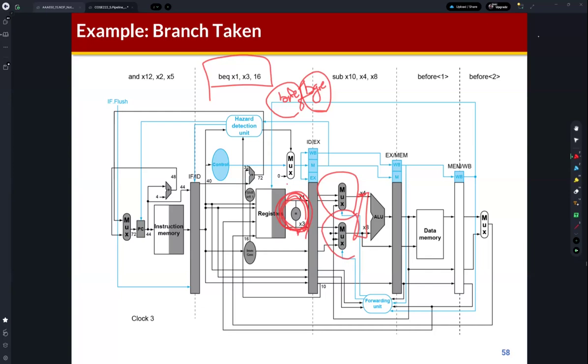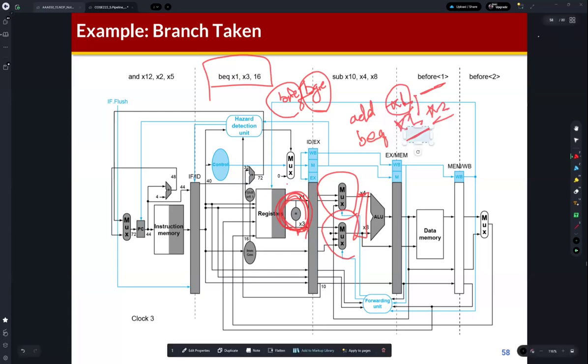So like this case, add x1 and then some values, because my stylus is not good. Then BEQ uses x1, x2 like this. Then what's the problem? The destination of this add instruction is used by one of the two source registers of the next BEQ instruction.